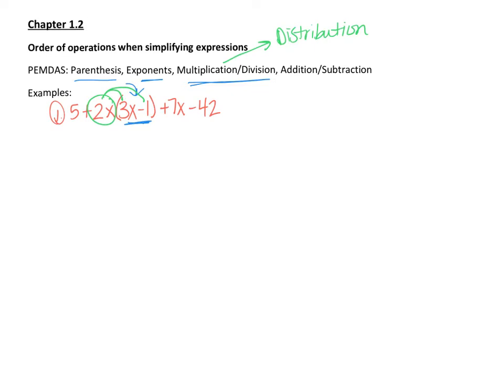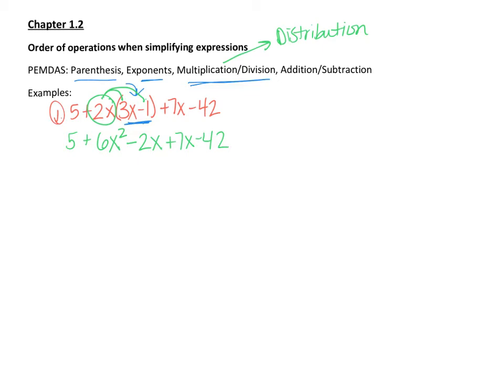What that's going to look like is I'm going to take 2x and multiply it by 3x, which will give me 6x squared. Then I'm going to multiply that 2x by my negative 1, which is going to give me negative 2x. So I've done all of the multiplication. There's no division, so I'm going to just write down the rest of my expression. I'm going to move to the next operation in PEMDAS, which is adding and subtracting.